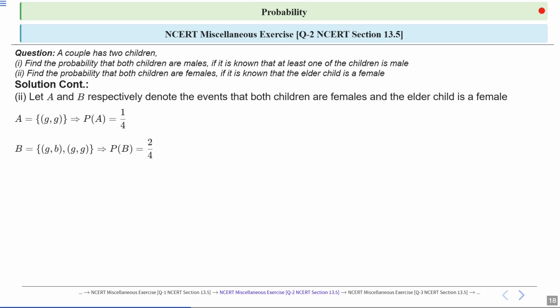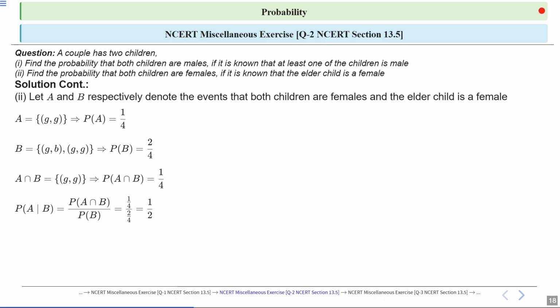And the set B has 2 elements, G comma B and G comma G. There are 4 total possible outcomes, so the probability of B is 2 upon 4, which simplifies to 1 by 2. The intersection of sets A and B contains only one element, G comma G. Therefore, the probability of both A and B occurring is 1 out of 4.